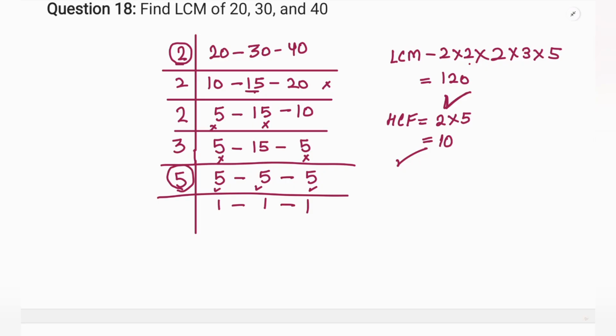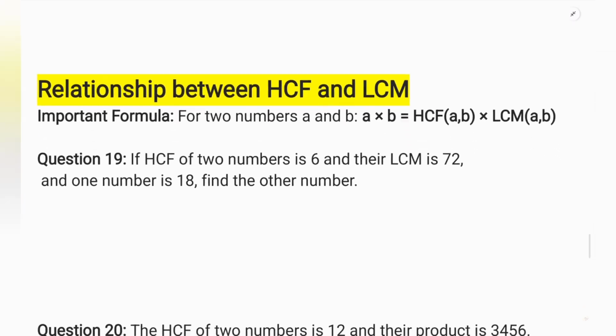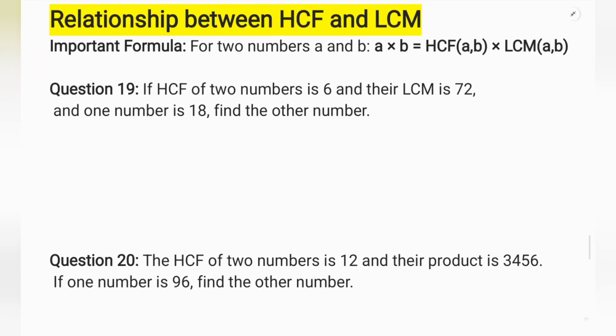Okay. And now a very important thing that is being asked in competitive exams and Olympiad questions. You need to know this. What is the relationship between HCF and LCM? Suppose you have two numbers and you are finding HCF and LCM. Then this is the relationship between them: you multiply HCF and LCM both, and that equals the first number multiplied by the second number, both numbers.